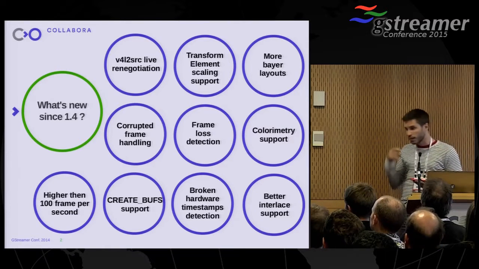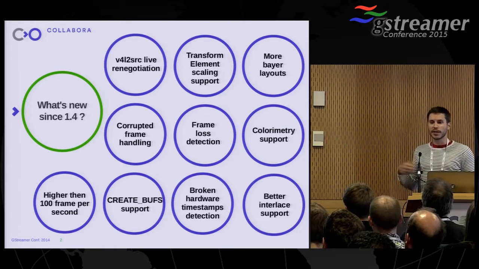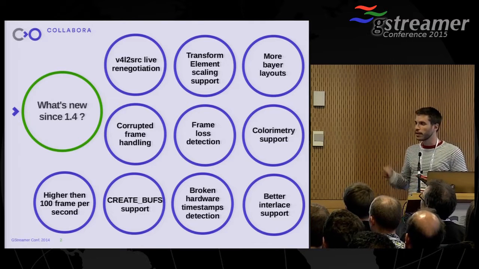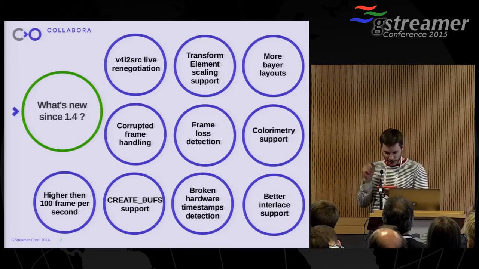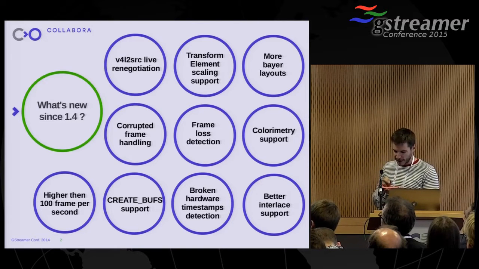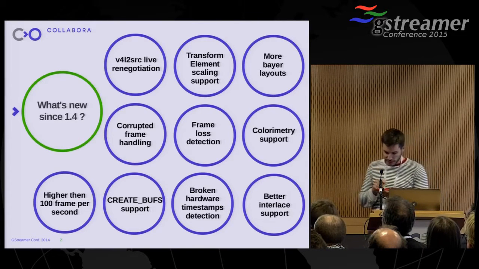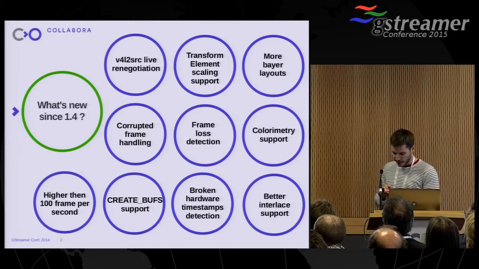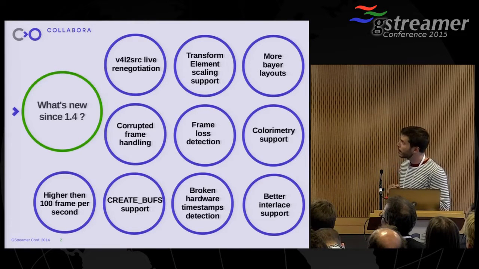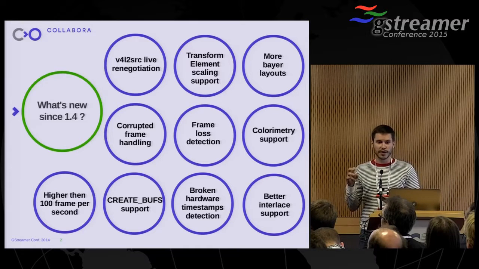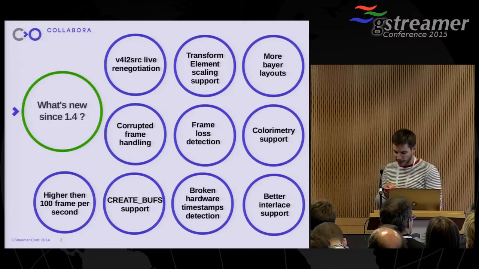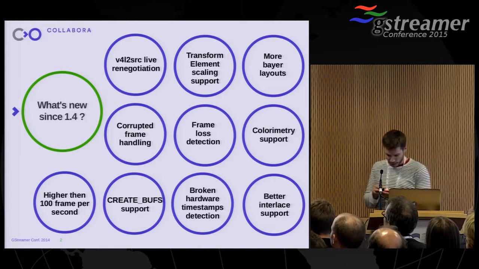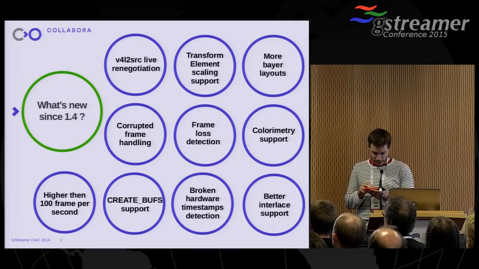So V4L source live renegotiation, that simply means that we can change the resolution without stopping the source now. Mostly, not stopping the pipeline, sorry. V4L transform, that was thanks to Thiago Santos for this work. V4L2 transform can scale, so you can actually have a memory-to-memory device and it will scale your images while transforming the colors. And thanks to Enrico Jorns for this work.